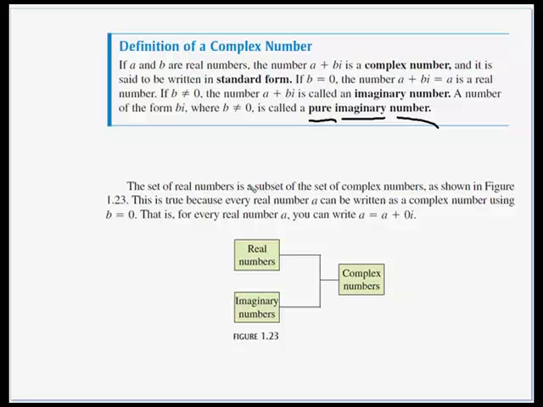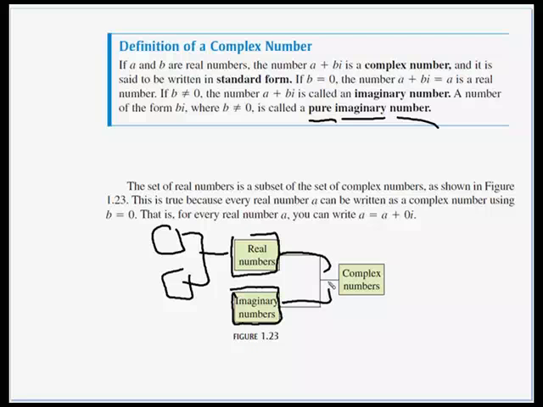So the set of real numbers is a subset of the complex numbers. Remember in chapter P, section 1, we came up with the real numbers, and there was a flow chart where we came up with the different pieces of the real numbers. Now if we take those real numbers and merge them with those imaginary numbers, and put them together, we get our complex numbers.